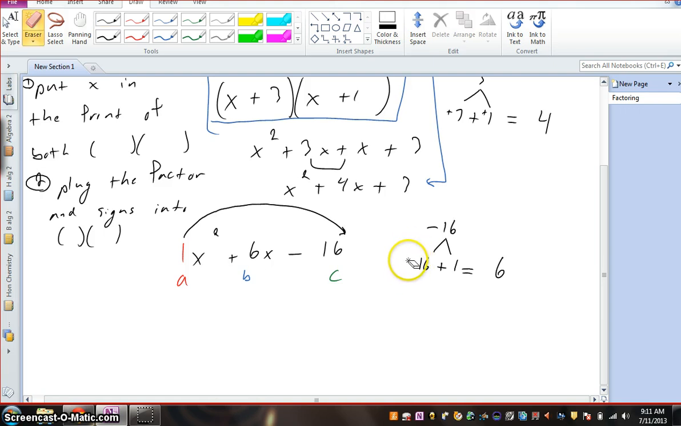So, see if I can get this to erase, there we go. So let's try a different sign. All right, notice, still negative 16 when you multiply it, but still not going to be 6 when you add them together. So these don't work. So we go on to the next numbers we know.